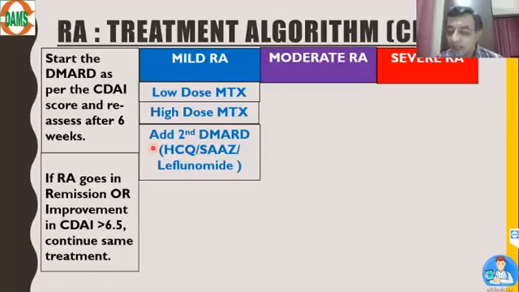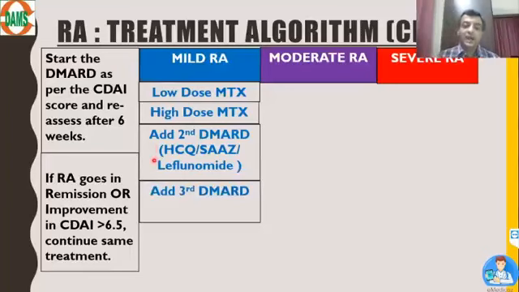So if the high dose methotrexate does not give us relief, you will add the second DMARD. The choices of second DMARD are hydroxychloroquine, sulfasalazine and leflunomide. If not improved, you will add the third DMARD.